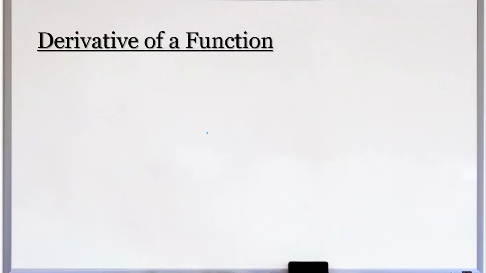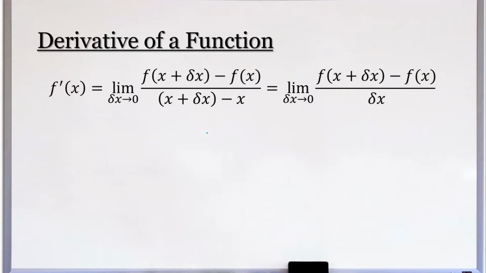The derivative of a function is defined as f prime x, which is the derivative of f(x), is equal to the limit of delta x approaching 0 of f(x plus delta x) minus f(x) over (x plus delta x) minus x. If we simplify this, x can cancel out each other, then we'll have limit of delta x approaching 0, f(x plus delta x) minus f(x) over delta x. This is what we define as differentiation.